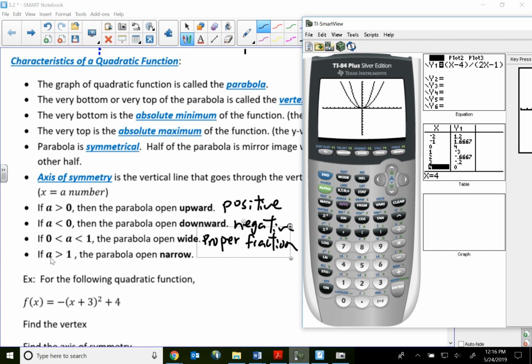Okay, if the leading coefficient is greater than 1, meaning anything bigger than 1, it will open narrow. Open narrow means the y value shoots up very fast. That's why it appears to be narrow. So let me delete the 1/3 and type in 3x squared. Okay, so the first one is the 3x squared. It opens narrower than the regular x squared.